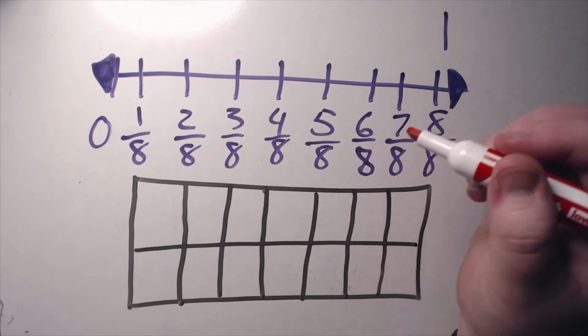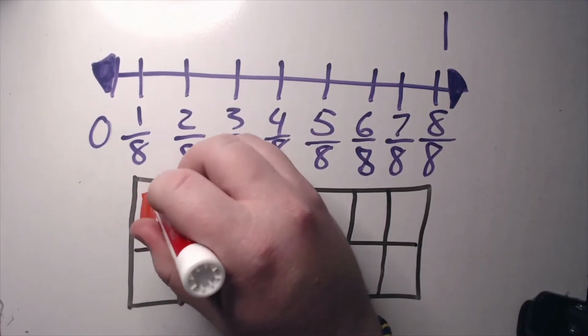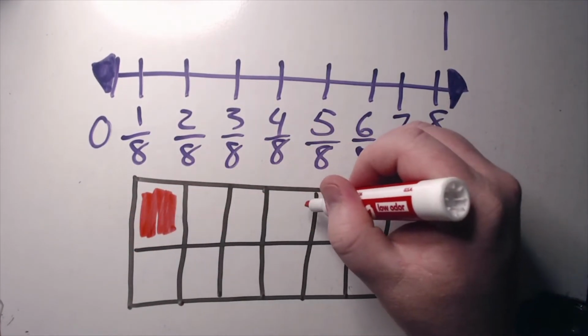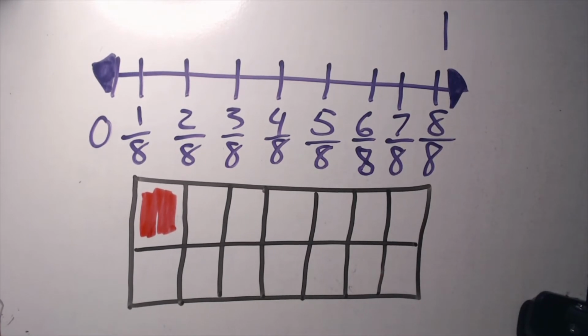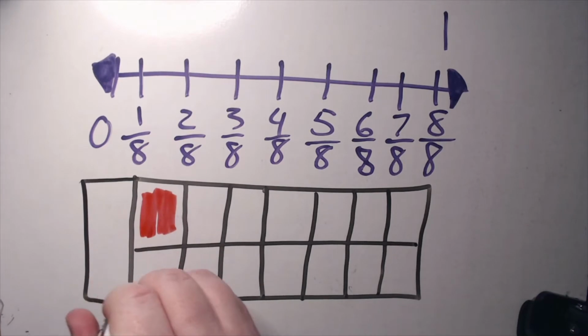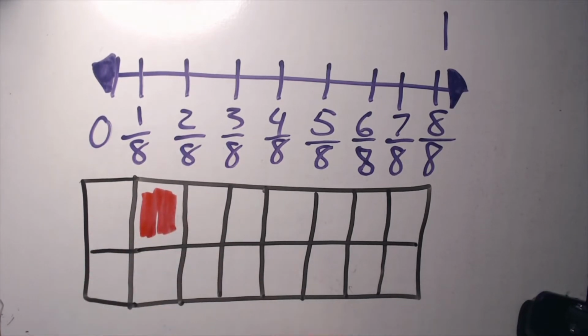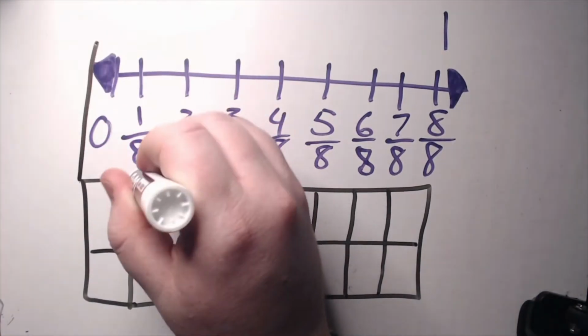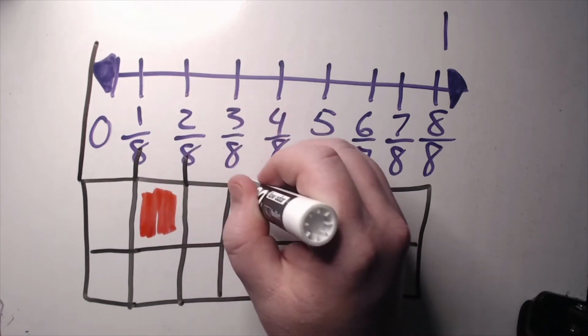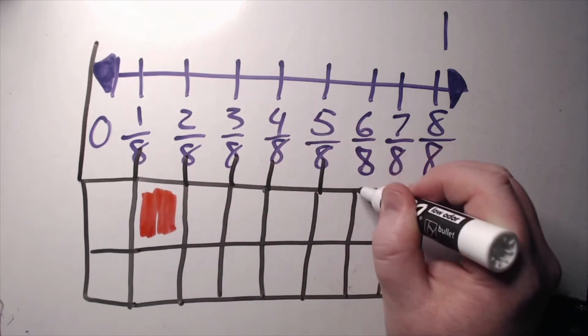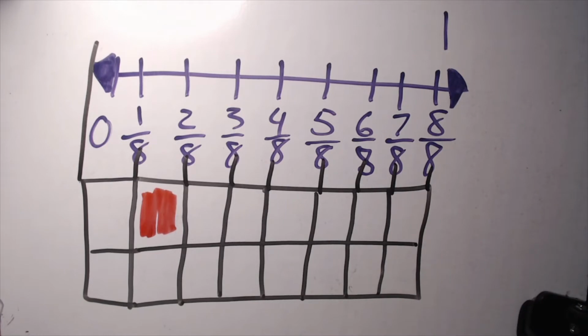So we've got to shade in one. Did I do this wrong? I didn't put enough boxes. I forgot to go to the 0. There we go. So this goes 0, 1/8, 2/8, 3/8, 4/8, 5/8, 6/8, 7/8, 8/8. Sorry about that. I just had to make sure everything lined up.